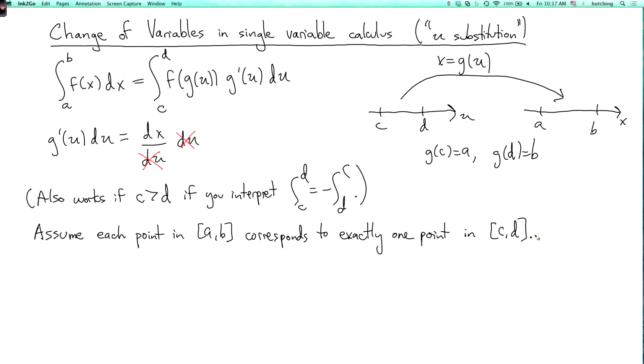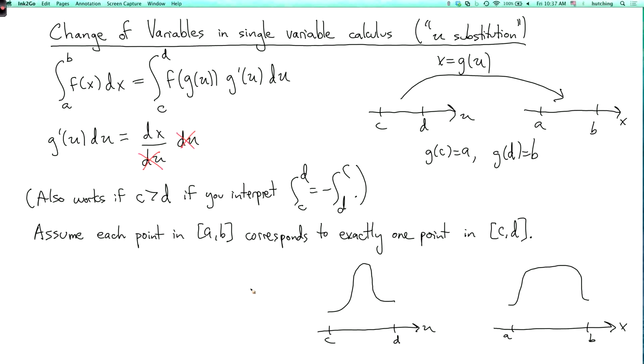And then, what's going on in this formula? Well, if I think of the integral as the area under the graph, so here's over x, I have the interval from a to b. I have a graph, maybe it looks like this. And here I have the interval from c to d, and maybe my graph looks like this. So we want to find these areas. Okay. If you take some little interval in u, say of length delta u, then this gets mapped to some interval over here of length, say, delta x, and the length of delta x is approximately g prime of u times delta u.